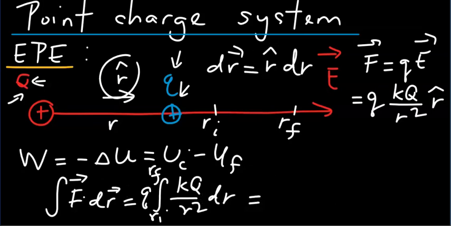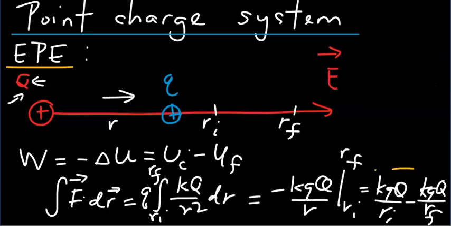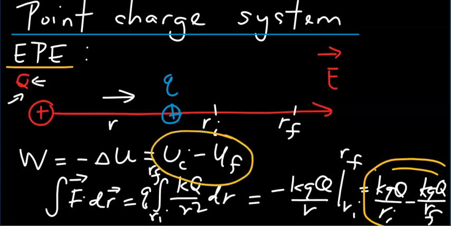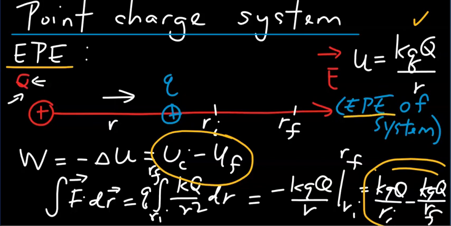One could solve this integral quite easily, and you're going to get minus k little q capital Q over r, substituting the upper and the lower limit, which will result in this. Now comparing this expression to that expression, we can immediately write down an expression for the electric potential energy of the system, and that is quite simply given by K, the product of the two charges over the separation between them. Note, this expression is the electric potential energy of the system consisting of two charges.